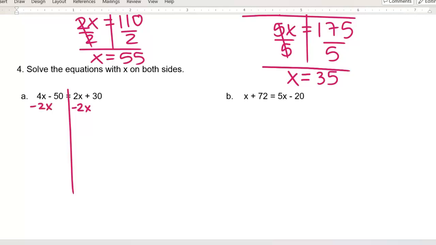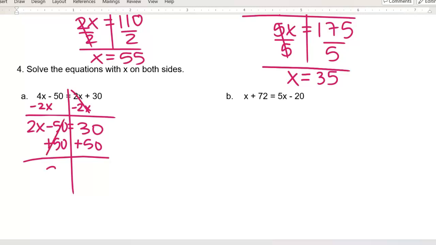And I'm lining up my like terms, so x's with x's. 2x minus 2x is 0. I have a 30 on the right. On the left, 4x take away 2x is 2x, and the minus 50 stays the same. The rest of it looks the same as what we've been talking about. Because I see a minus 50, I want to add 50 on both sides. And to get rid of the 2 times x, we divide by 2. Please pause if you want to try problem B.